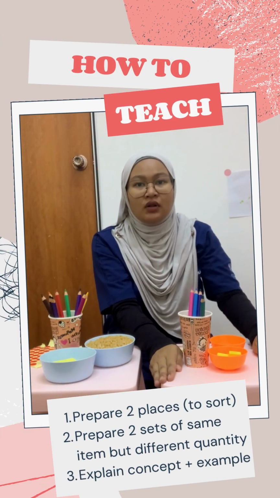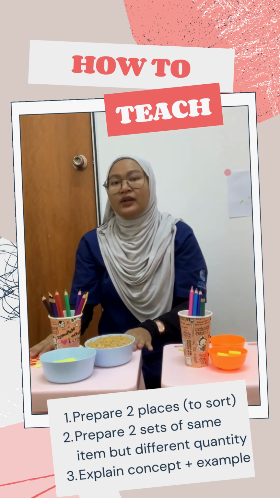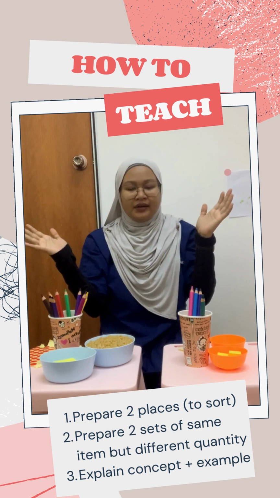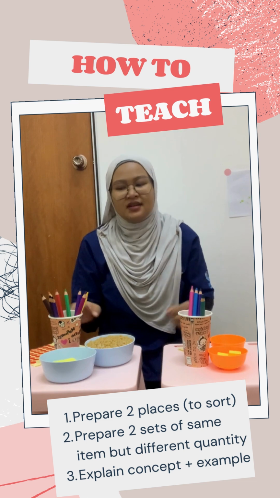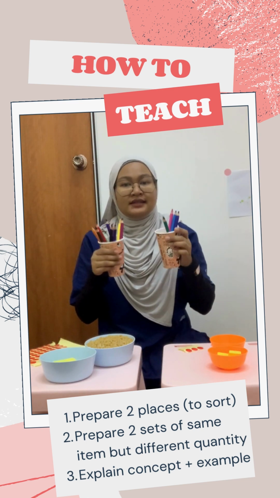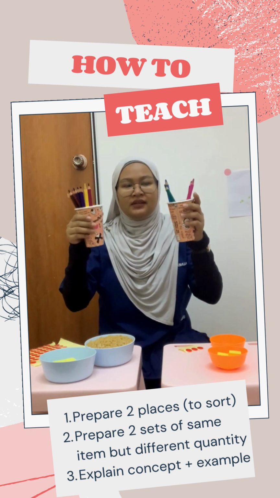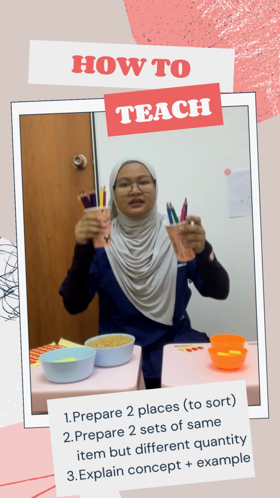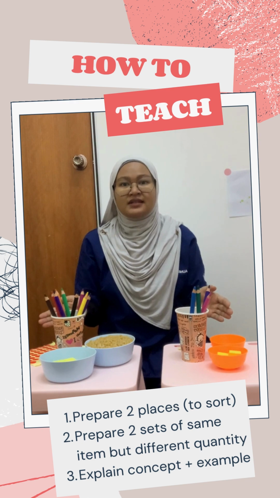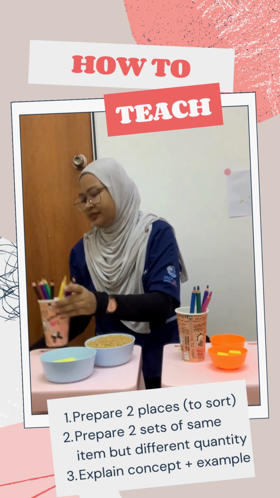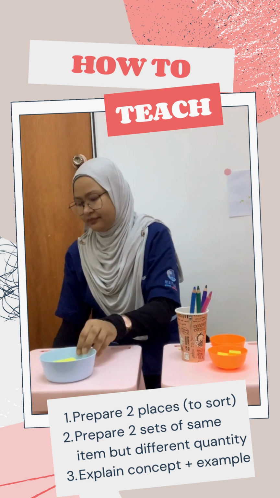To start, we need to have two places. One stool for a little bit and one stool to sort a lot. Next, we also need our examples, our ingredients. So prepare the same thing but in two different quantities. A little bit of colored pencil, a lot of colored pencil, and prepare different sets of these things. And then how do we start?